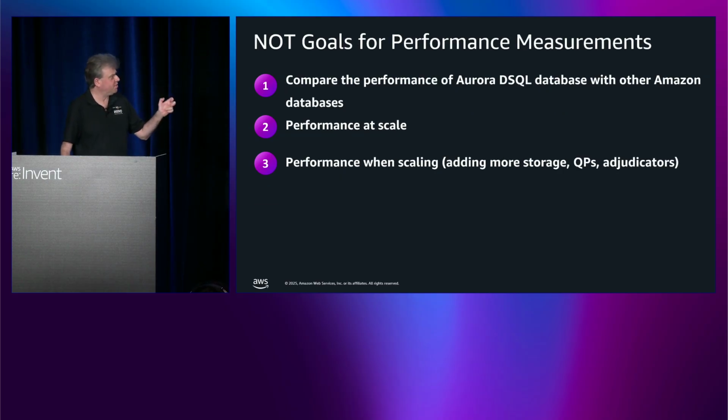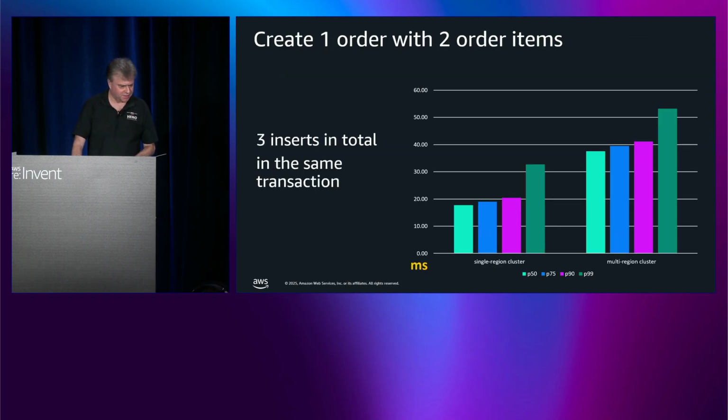What was not the goal? That's very important. I didn't want to compare the performance of the databases that we talked about, RDS, DynamoDB, Aurora Provisioned, Serverless v2, because it deserves a whole talk. And sometimes you cannot compare DynamoDB with relational databases. And I didn't want to test the performance at scale, like putting 10,000 transactions or queries per second. And I didn't want to test performance when scaling. I have no impact on how storage is scaled, or the query processor, or the adjudicator. It all happens behind the scenes. So my goal was just to do some basic stuff and see how quick that is.